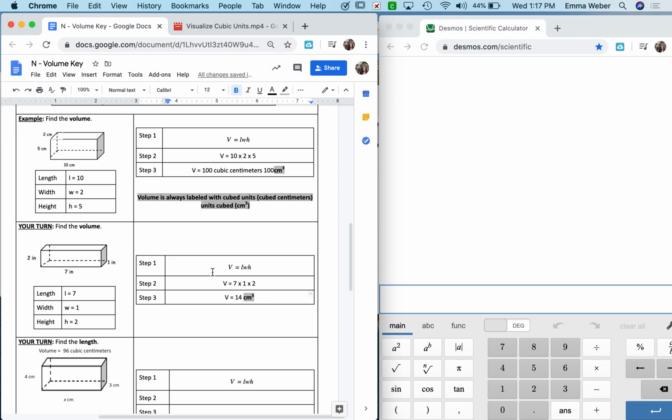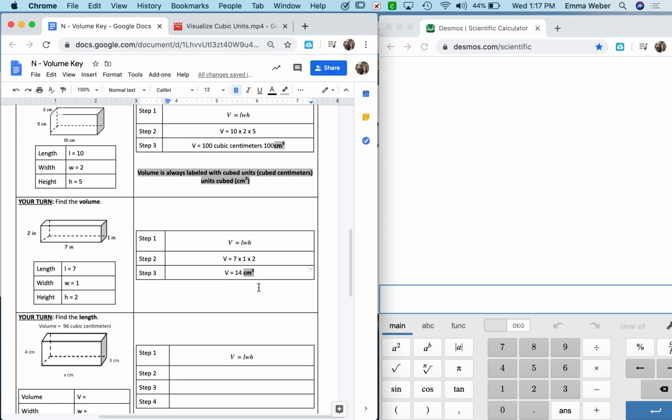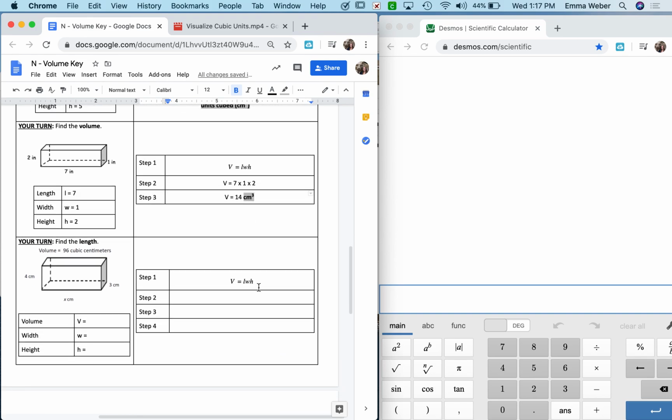Okay. So the reason I was telling you earlier it doesn't matter whether your length, width, or height is 7, 1, or 2 is because I could do 1 times 2 is 2 and then multiply it by 7, and I still get that answer of 14. So because you're just multiplying 3 numbers here, it doesn't matter what order you pick them in. So don't stress about that part.